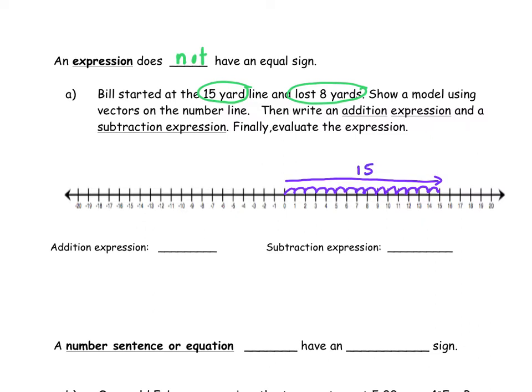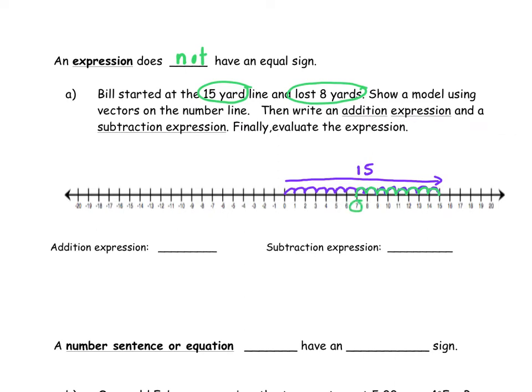The next number said he lost 8 yards. Now I don't want to go to 8 or negative 8. I want to move in a negative direction to the left 8 counts. So we're going to start then at 15 and move back 1, 2, 3, 4, 5, 6, 7, 8. And we ended up at 7.